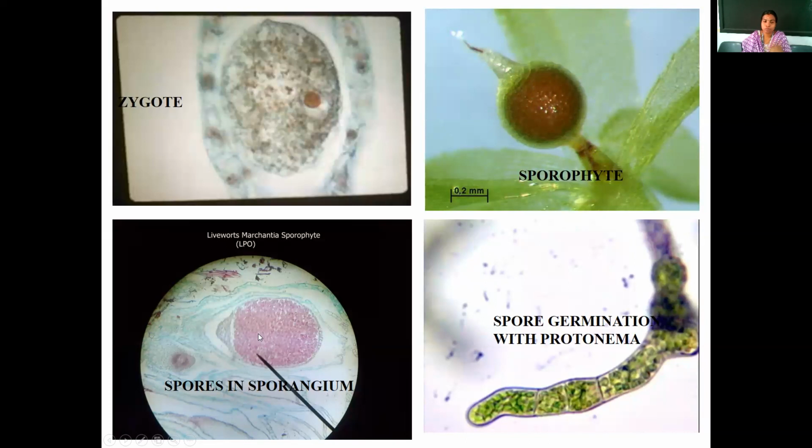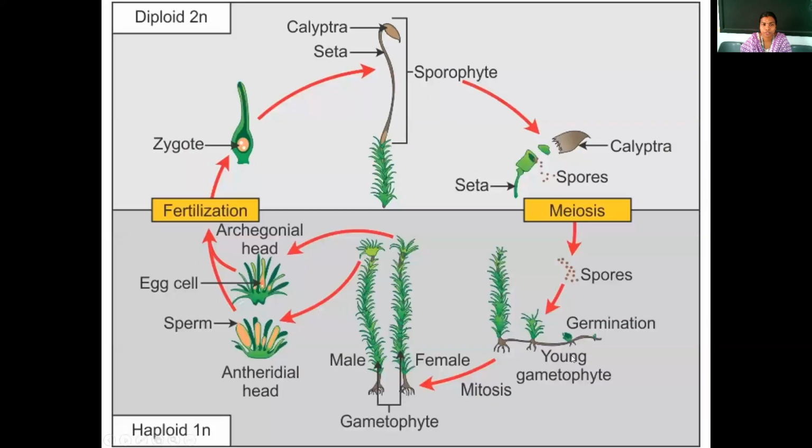After maturation, what happens? The outer cover breaks and releases the spores. After spore germination, the spore produces a protonema-like structure. Protonema is nothing but a small outgrowth. The initial formation of a small branch we call primary protonema. From the primary protonema, if it branches, we call it the secondary protonema structure. Okay, so this is the overall life cycle.